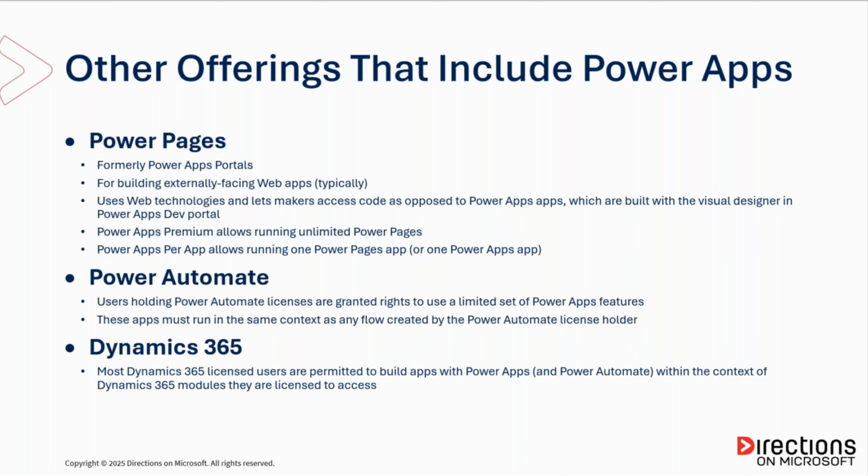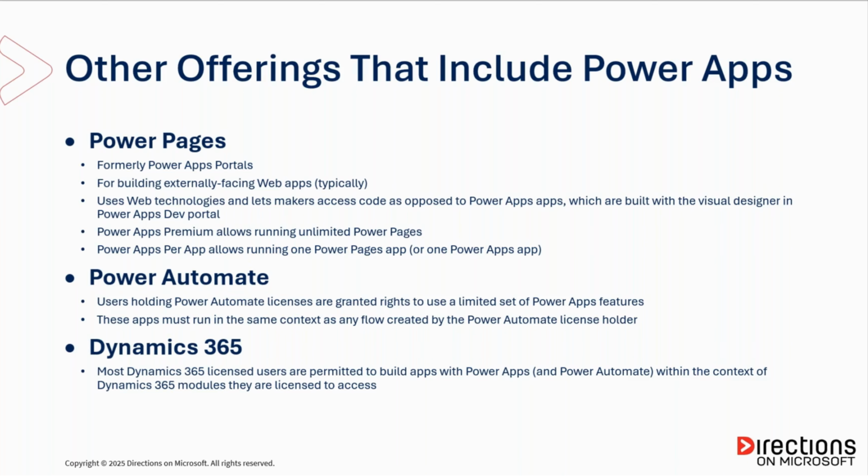Power Apps provides the rights to run Power Automate flows as long as they're triggered from within a Power App. So if you have a Power Apps Premium license, you can run flows all day long as they're called from a Power Apps app. You can't run standalone Power Automate flows unless you have separate Power Automate licensing, which I'm going to talk about subsequently here.